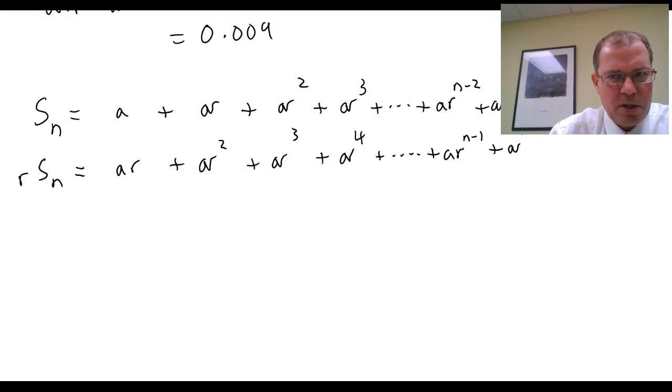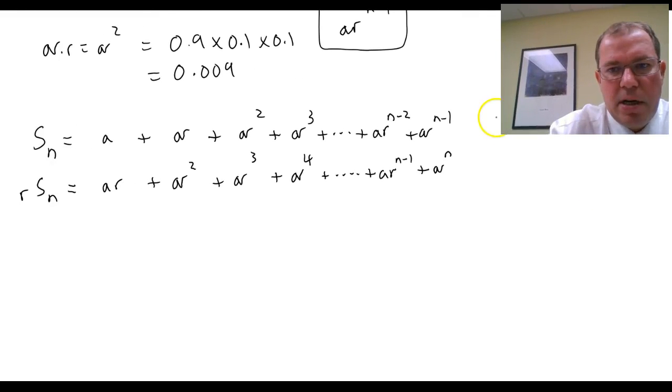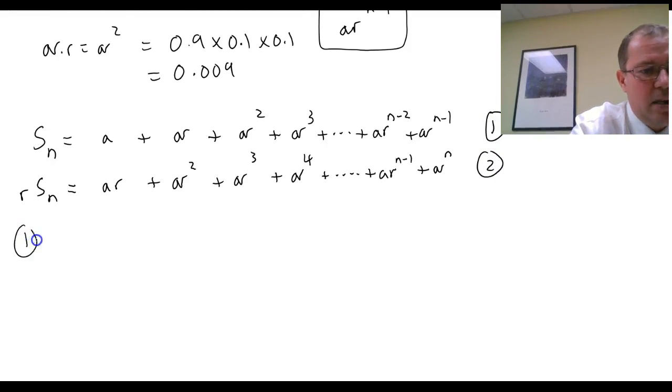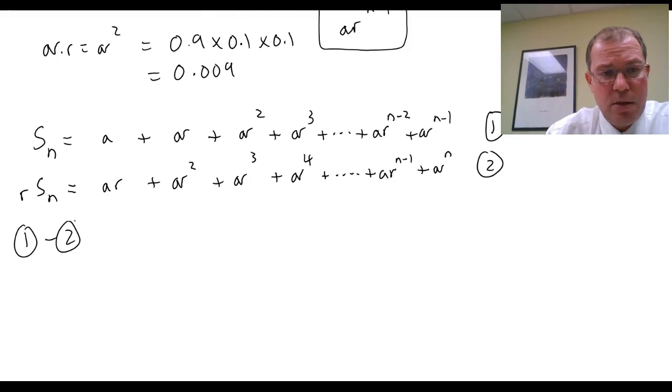Okay, so now I'll consider this to be equation 1 and this to be equation 2. And I'm going to subtract them, because when I subtract them, lots of things will cancel. Can you see that? It'll be really nice.